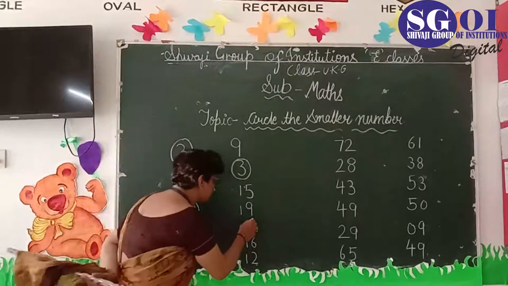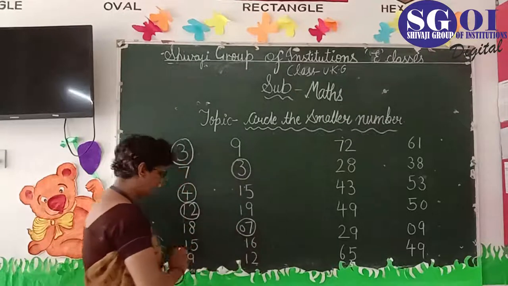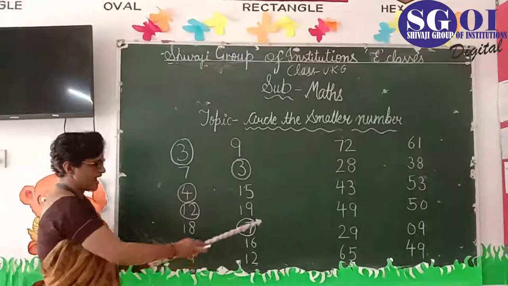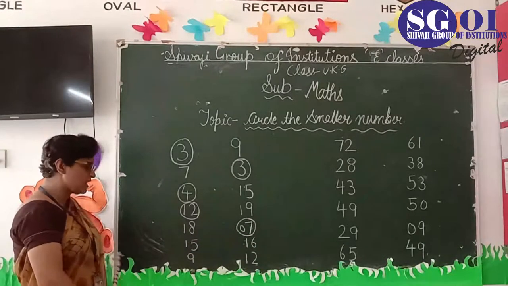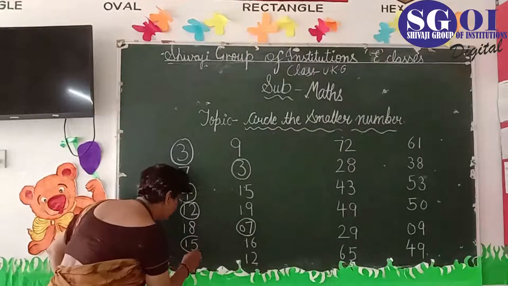So we have to circle number 7. Okay. And this is 15 and this is 16. So which is smaller? 15. So we will circle the number 15.